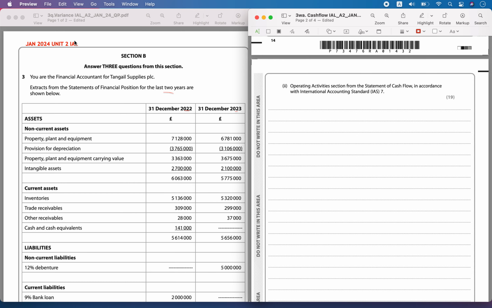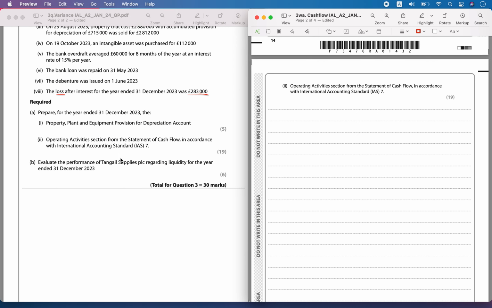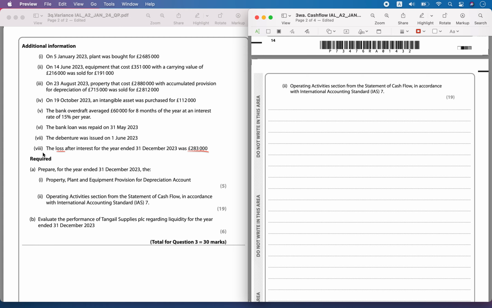Hello, today we are solving the Jan 2024 Unit 2 IAL paper.